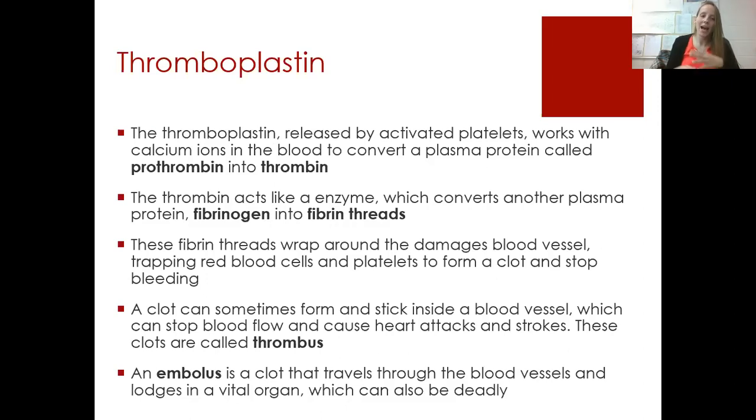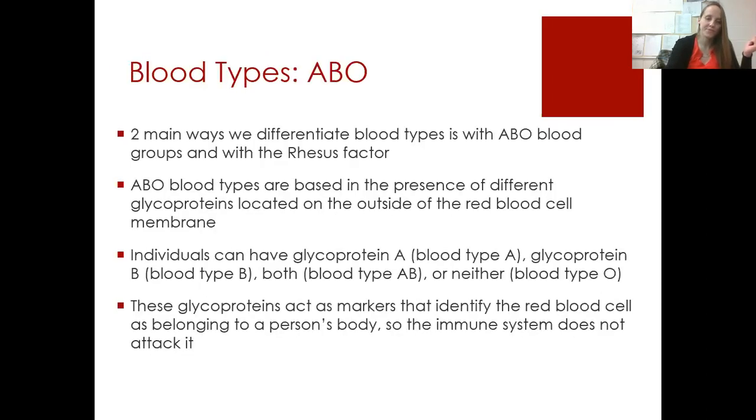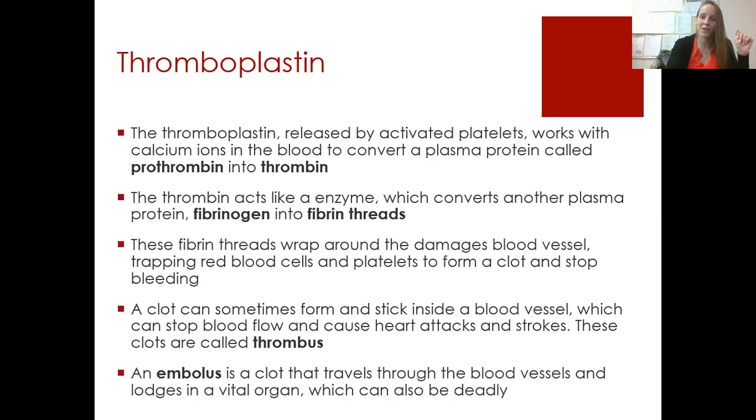so you don't just keep bleeding and bleeding. However, you can sometimes have a clot form inside the blood vessel and actually block the flow of that blood vessel. Sometimes you'll have a clot in one area of your body and it'll break off and float over to your heart or your lungs or your brain. And that can cause things like heart attacks and strokes. Those type of clots are called thrombuses. An embolus is a clot that travels through the blood vessels and lodges in a vital organ, like your lungs, for example. But other than that, clots are normally a good thing.